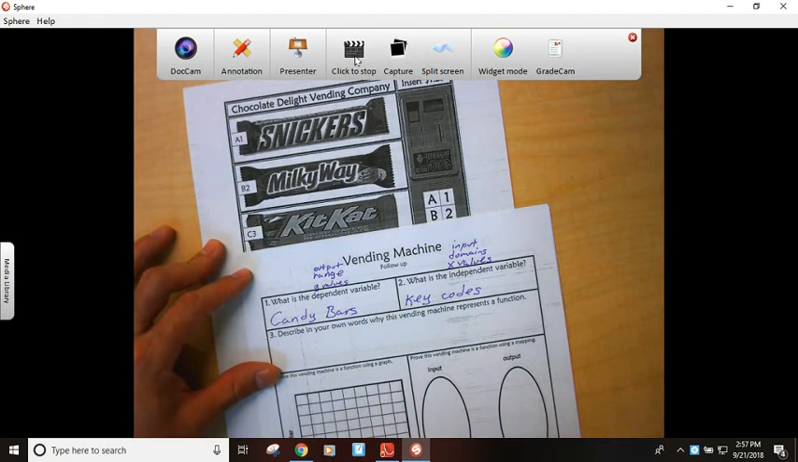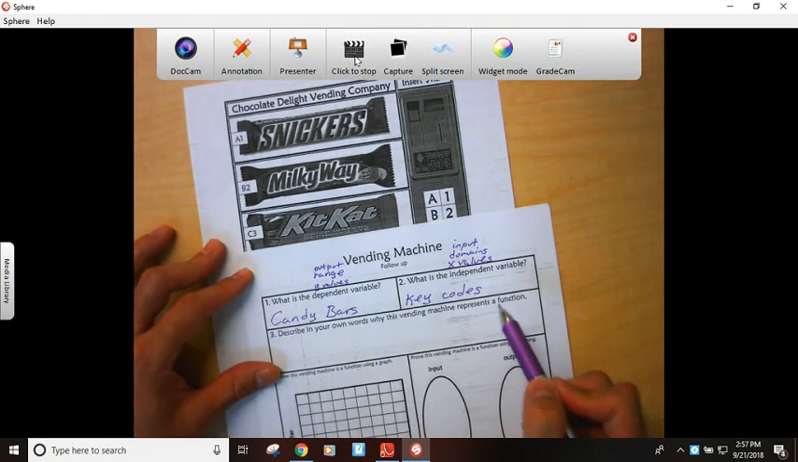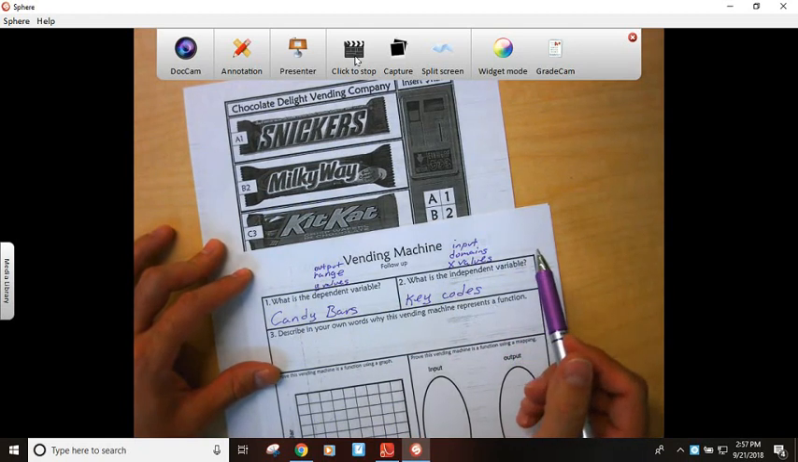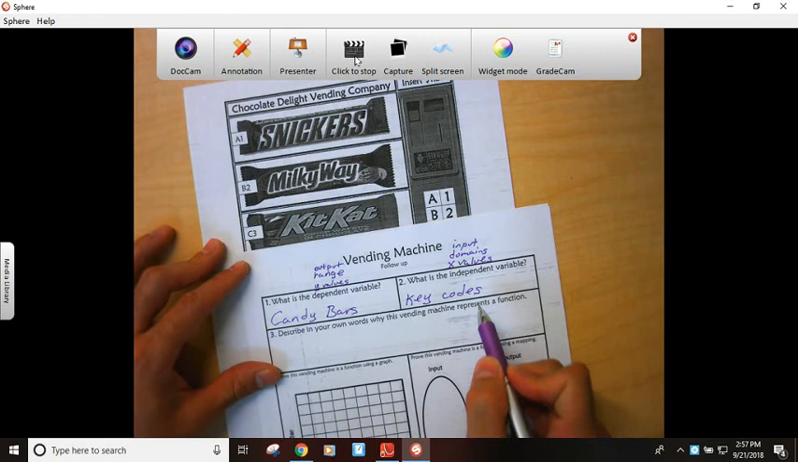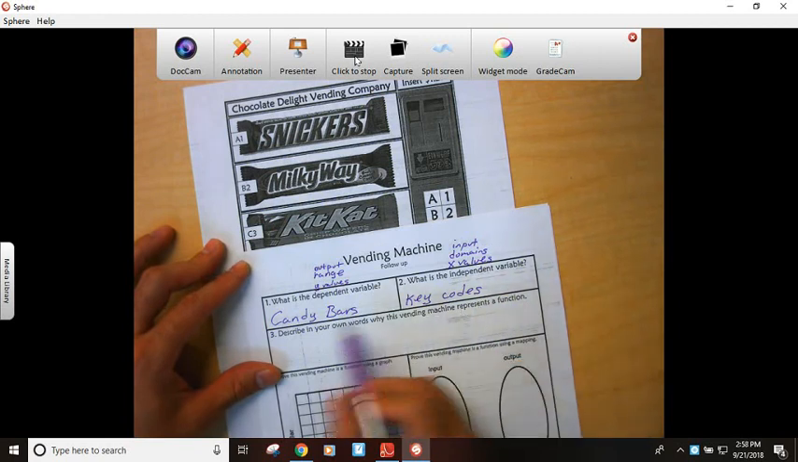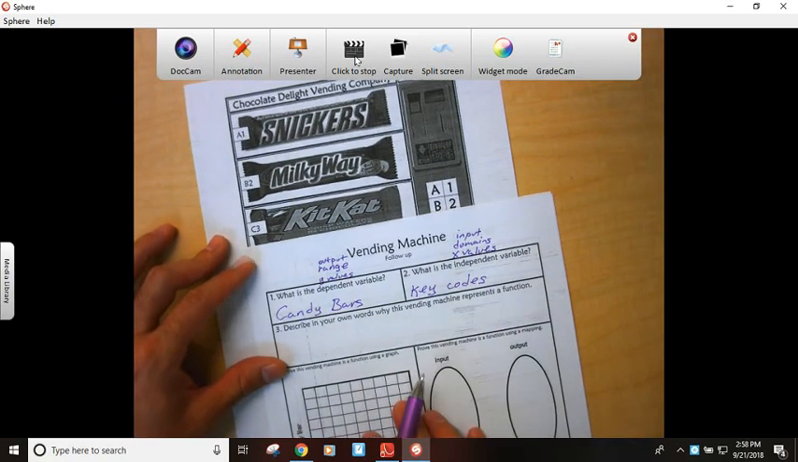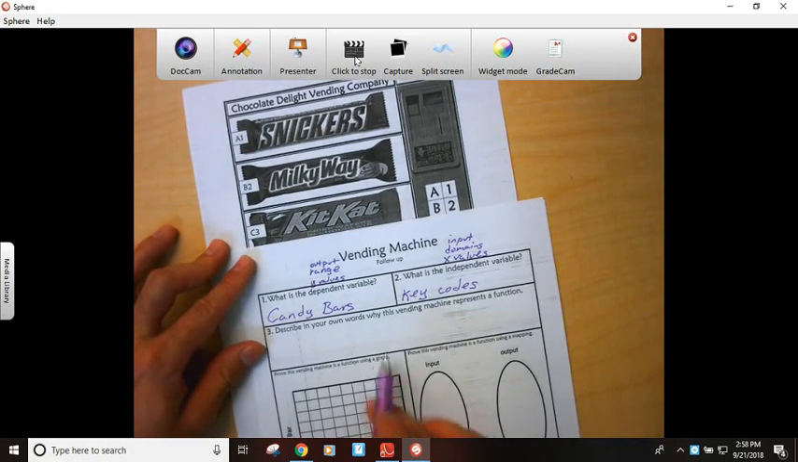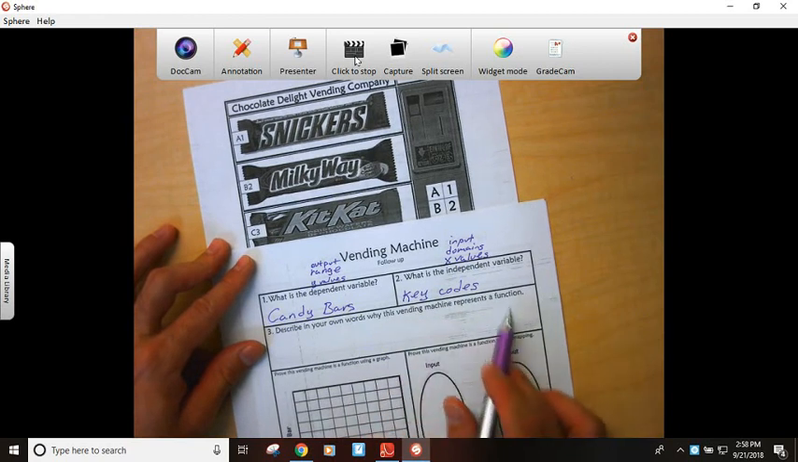Alright, now you have to be careful because a lot of people in class were saying that the input has to be the money. The input is the key codes because it's the key codes that give you your specific candy bar. Alright, so now it says describe if this is a function.